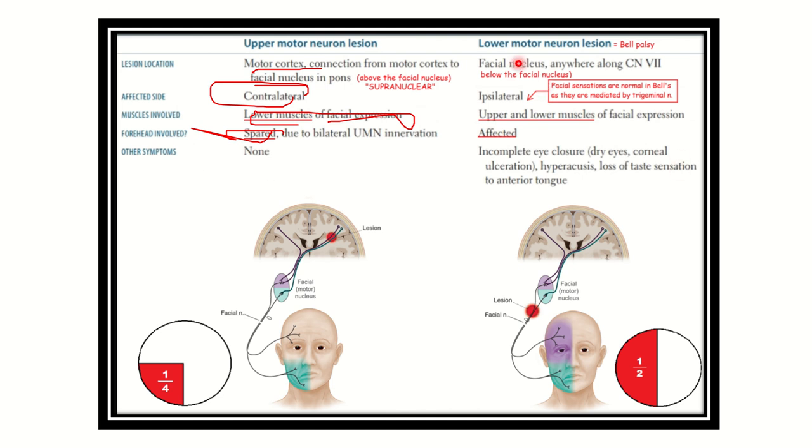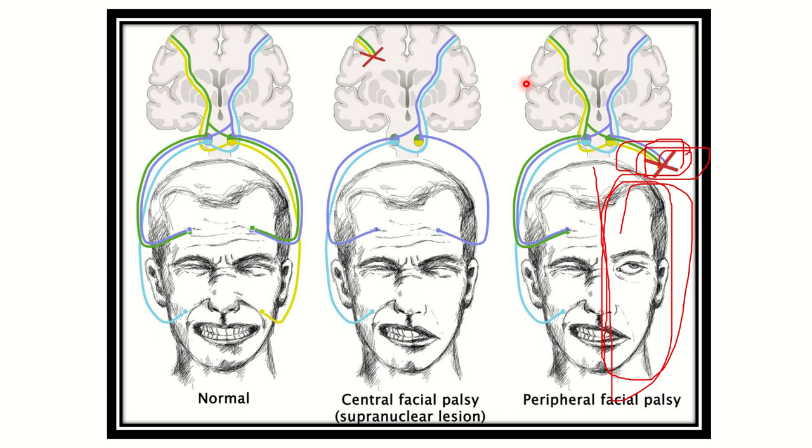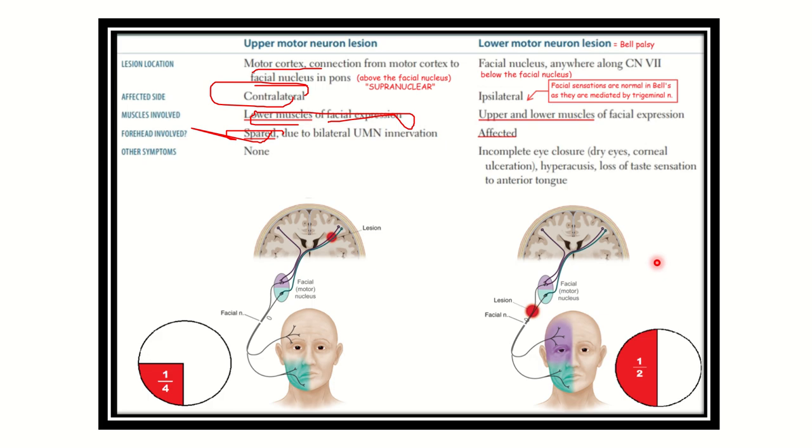In case of lower motor neuron lesion, it occurs at the level of the nerve, that means beyond the facial nucleus. Then it is ipsilateral, that means the same side. Here we can see the lesion occurs on the same side. Upper and lower muscles of facial expression will be lost. Then the forehead is also affected. Then there is incomplete eye closure. Here we can see this is the lower motor neuron lesion feature, and the whole half of the face is affected.